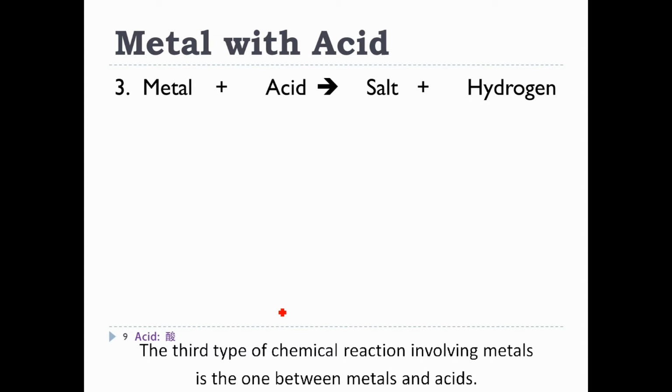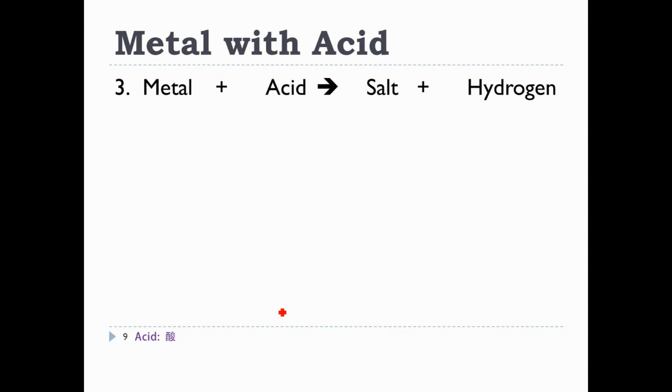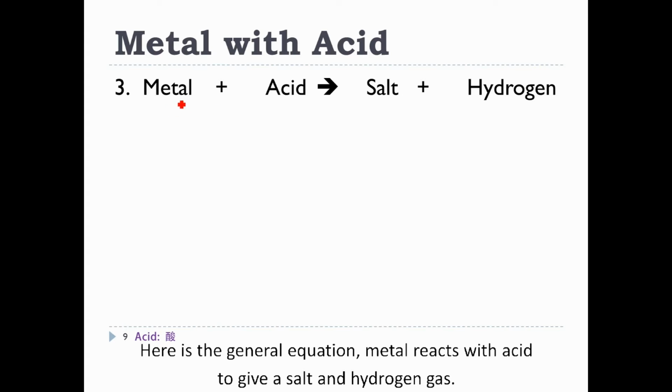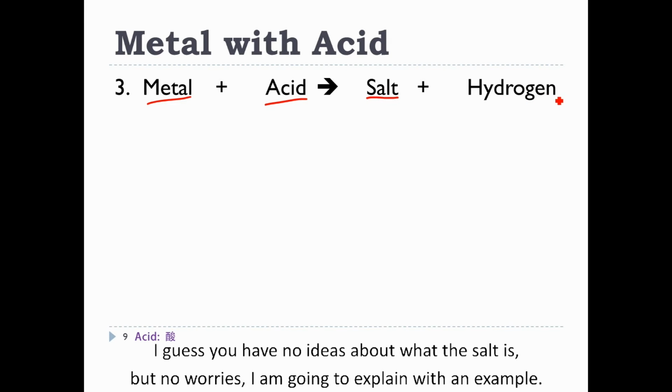The third type of chemical reaction involving metals is the one between metals and acids. The word equations of this type of reactions will be a bit more complicated. Here is the general equation. Metal reacts with acid to give a salt and hydrogen gas. I guess you have no idea about what the salt is, but no worries, I am going to explain with an example.